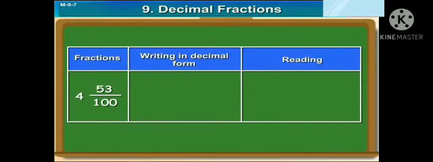And you are going to read it 9.01. Third one, 453/100. How do you write it in decimal form? 4.53. And how are you going to read it? 4.53. The next one, 78/100. You have to write 0.78. And how do you read it? 0.78.